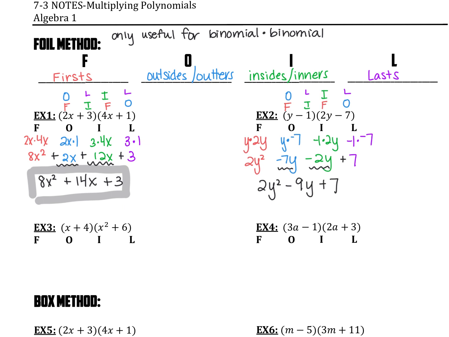So in standard form, from highest exponent to lowest exponent, in alphabetical order, I get this trinomial of 2y squared minus 9y plus 7. So what I would like you to do is hit pause and try the next 2 examples. I know you could just listen through, but I'm asking you to pause and try it because this is how you're going to get better.